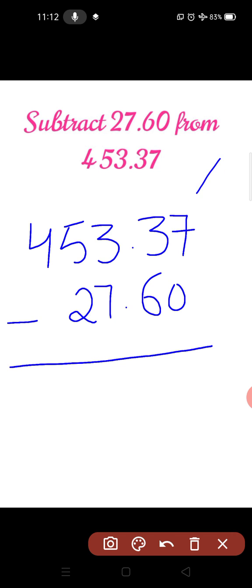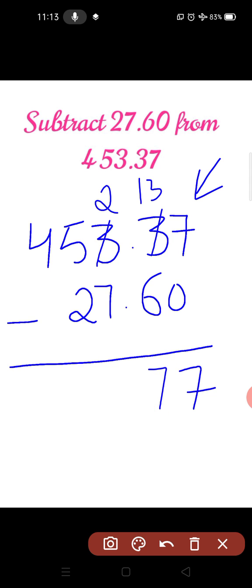First start from the hundredths place here. 7 minus 0 is a 7. Here 3 is there. 3 minus 6 is not possible. We should take a borrow from the ones place. Now it is actually 3, it becomes a 2. And here 3 becomes a 13. Means we are taking 1 ten. 13 minus 6 is a 7. Now keep a decimal point.